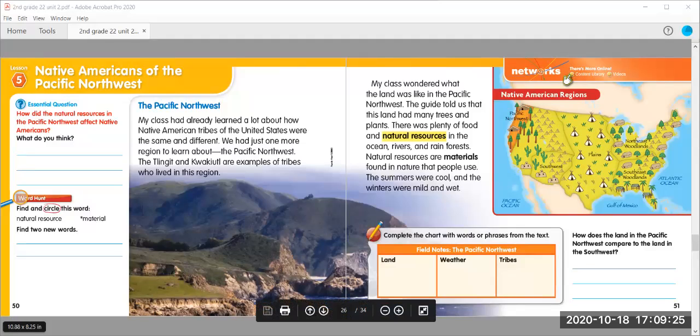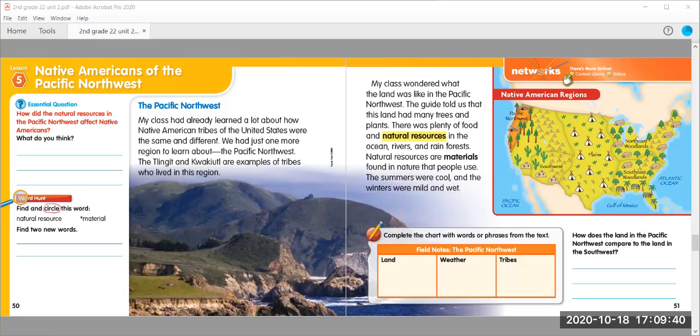When you start this page, I want you to make sure that you answer your essential question: how did the natural resources in the Pacific Northwest affect Native Americans? What do you think? And then go through the word hunt down here at the bottom, where it says circle these words, natural resource and materials, and then find two other new words as you read along.